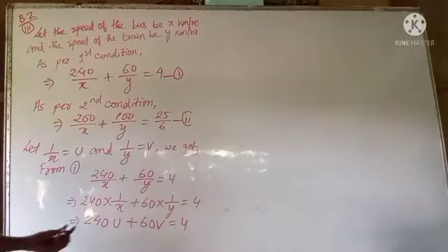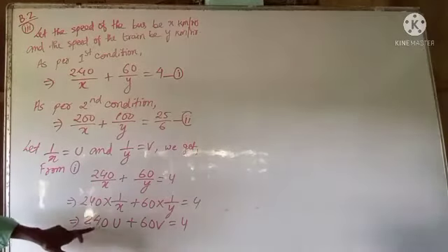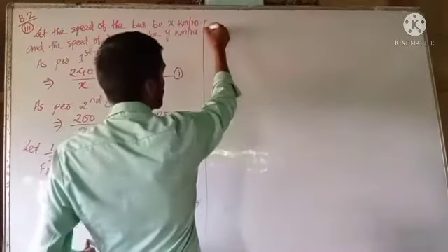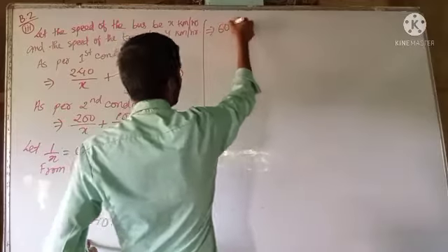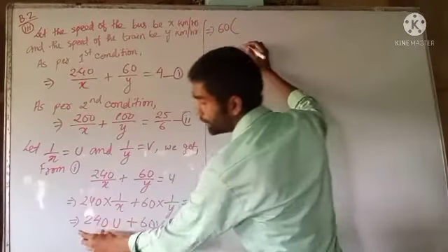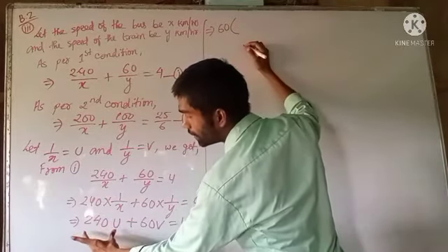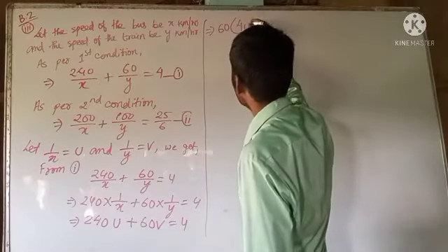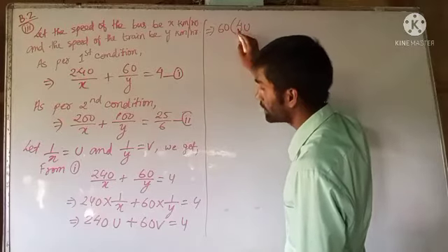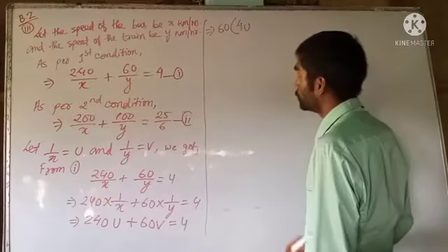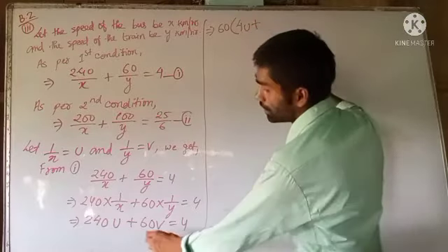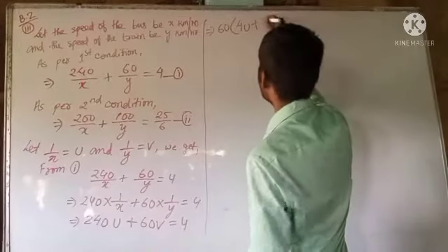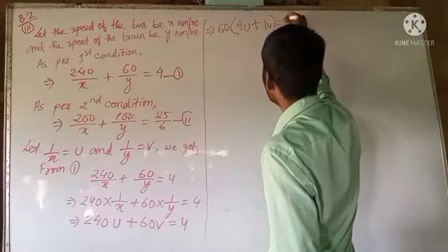Now here we can take 60 as common from both terms. When we take 60 common from 240u, we get 4u, because 60 into 4 is 240u. Again, when we take 60 common from the second term, what is left is 1v. So 4u plus v is equal to 4.